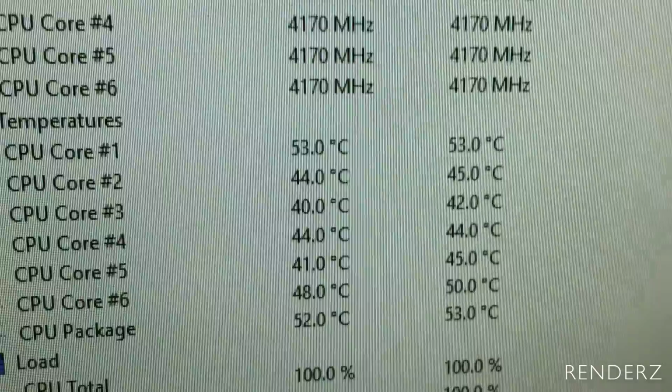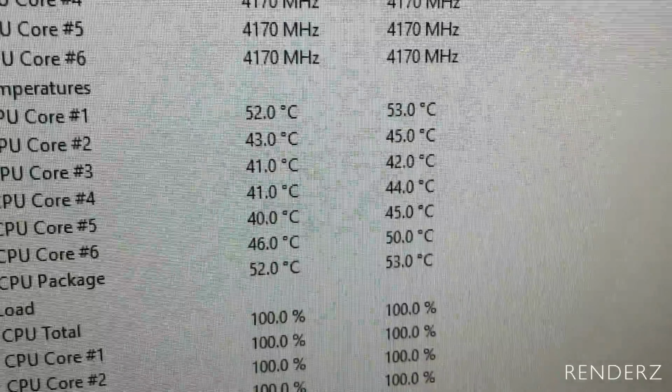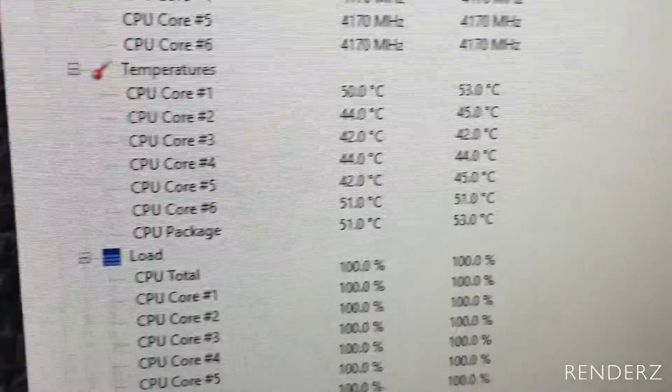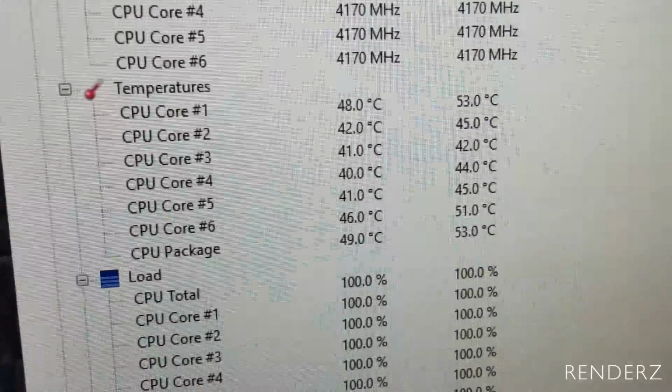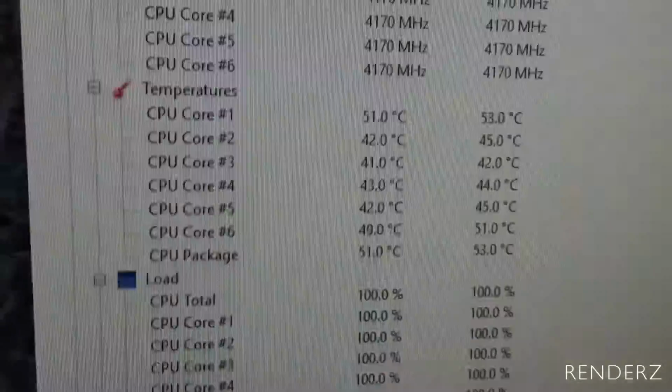Let's have a look at the temps. The temps at the moment is, what are we going? 53 is the highest. We're about 20, 25 degrees lower.